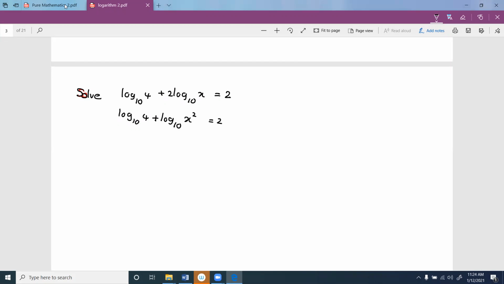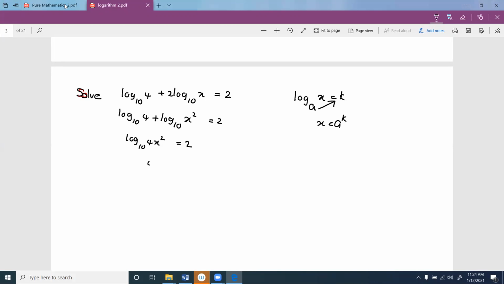What I did was I just took this 2 in. Then because of this addition, I can write this as log 10 4x squared equals 2. So addition means you can write it as a multiplication. Then we know that there's a rule. We already learned log a x equals k means we know that x equals a to the power k. From yesterday's theory we know.